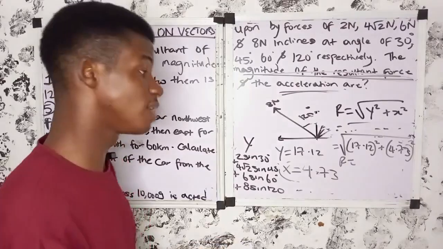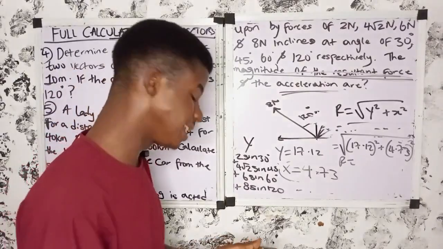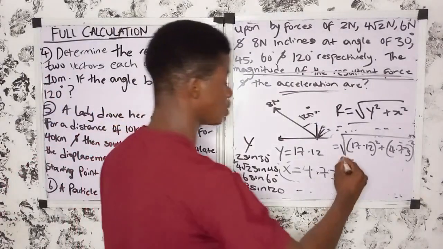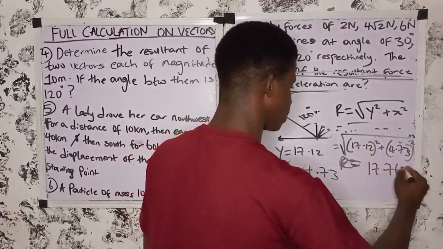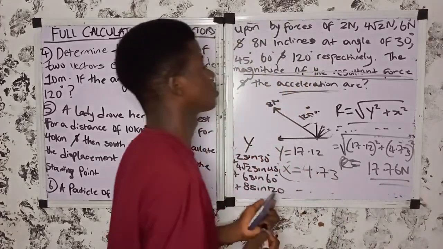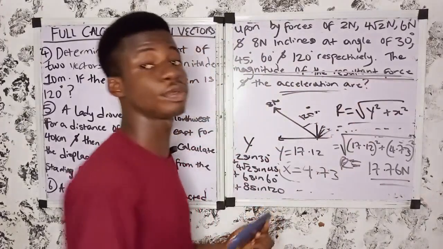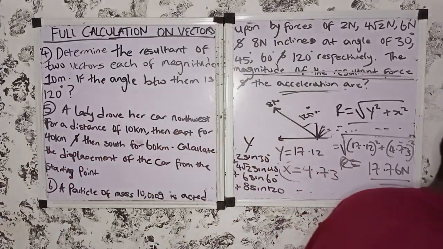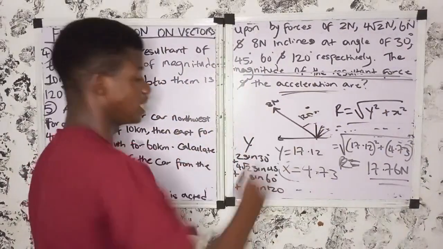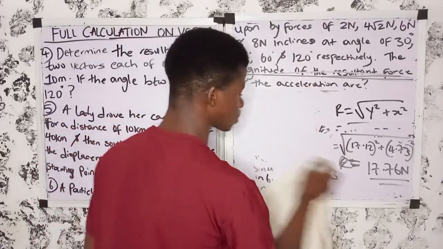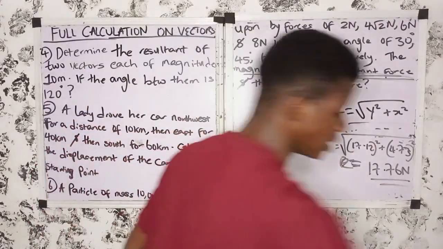So when we do everything, our total force is 17.76. So our resultant, which is our total force, is equal to 17.76 Newton. Okay, now what are we going to look for next? The acceleration, which is very easy.